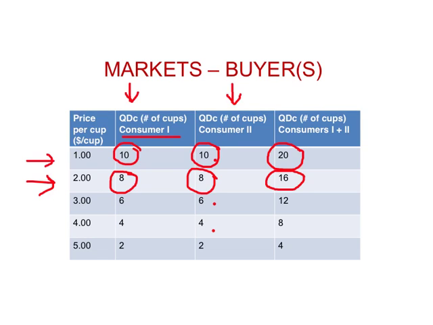In a similar way, we can figure out combined demand for coffee by both consumers taken together. So what we have in the last column is the combined demand of both consumers taken together. And how do we find this out? By simply adding demand for coffee of the two consumers at each given price.